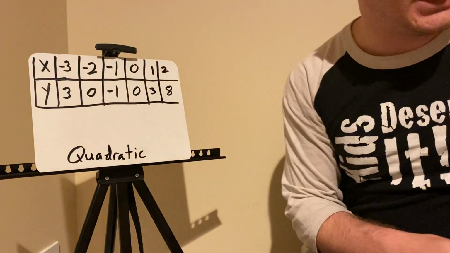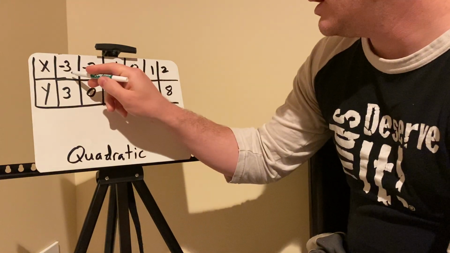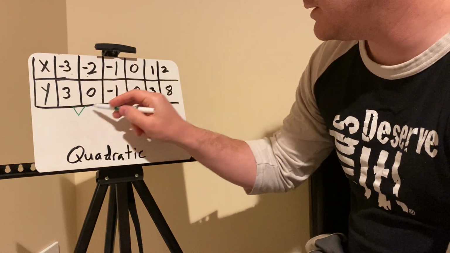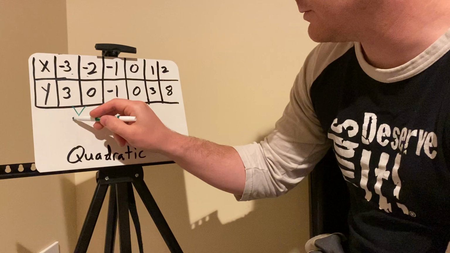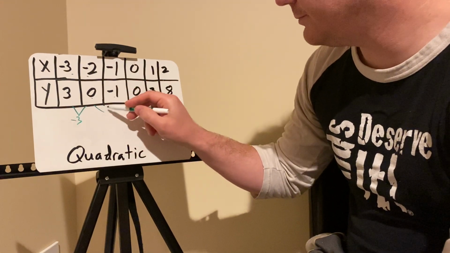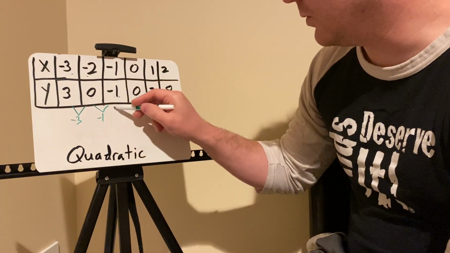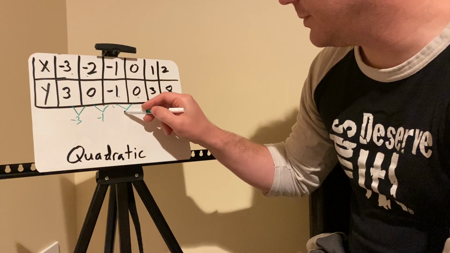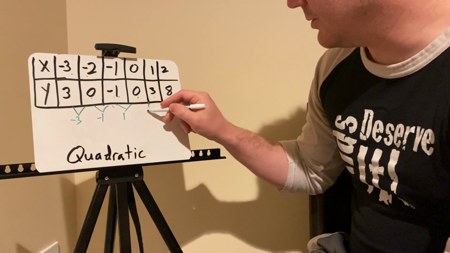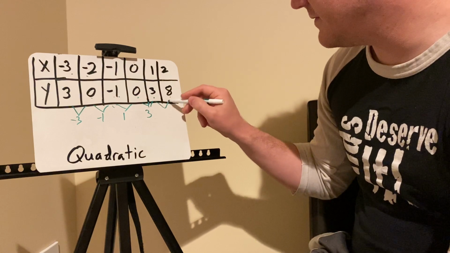In this example, we have a quadratic, so our second differences should all be the same. Our x's are set up incrementally by 1. So our first difference is 0 minus 3, which is negative 3. Negative 1 minus 0, which is negative 1. 0 minus negative 1 is going to be positive 1. 3 minus 0 is 3. 8 minus 3 is 5.